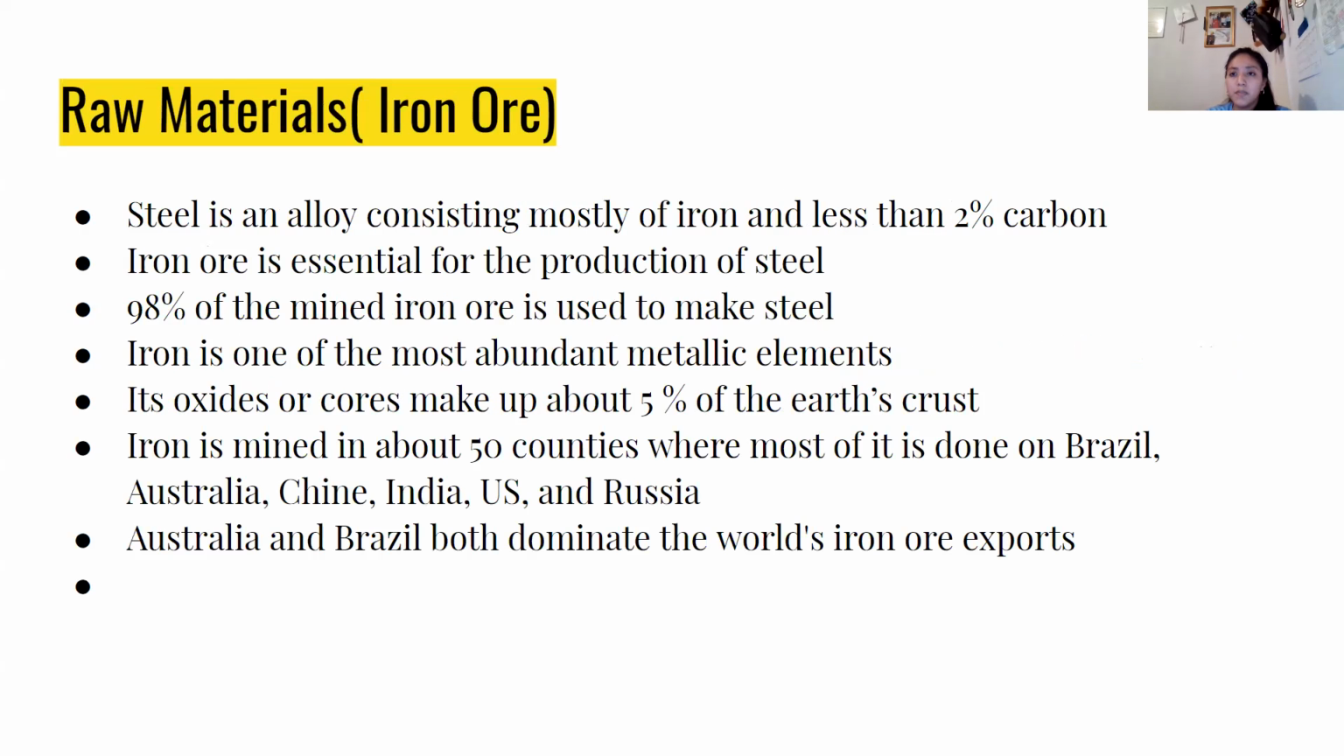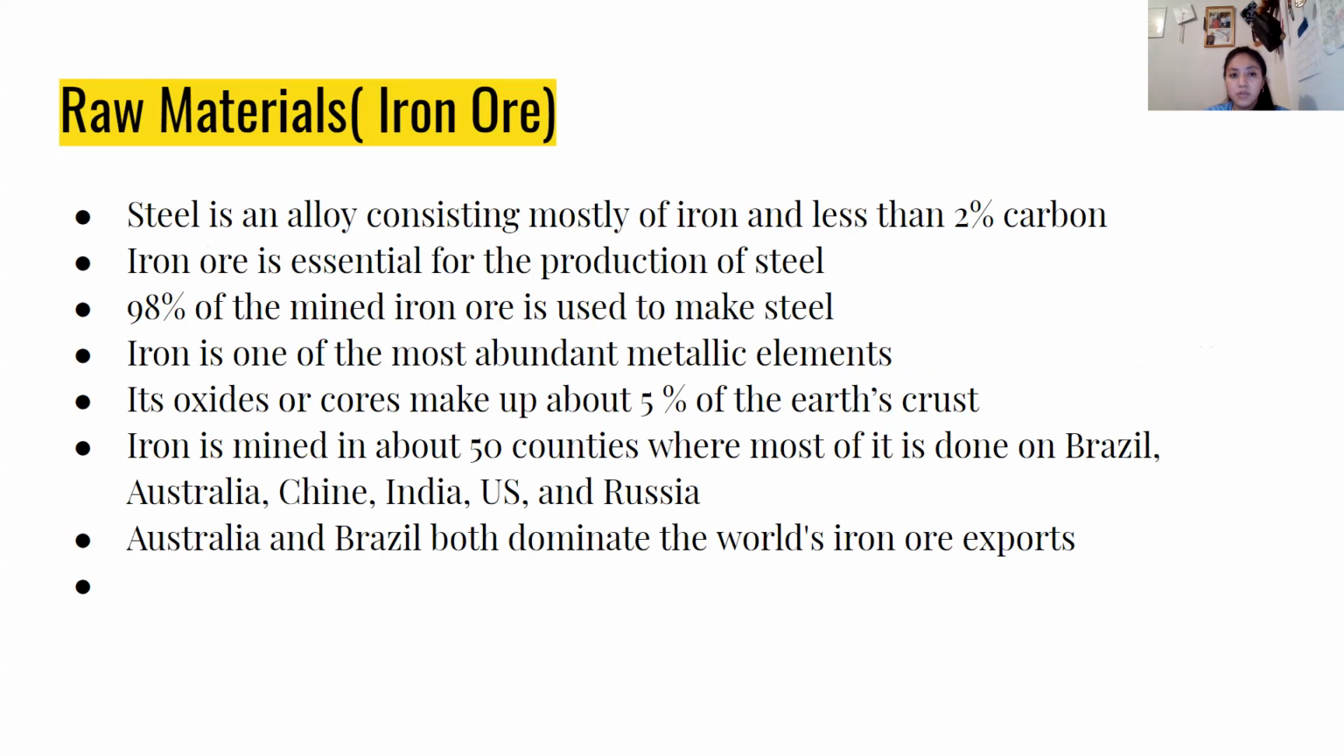Moving on, let's talk about the first raw material, which is iron ore. Steel is an alloy consisting mostly of iron, which contains less than 2% of carbon. Iron ore is very essential to the production of steel, in which 98% of its mined iron is used for the production of steel.